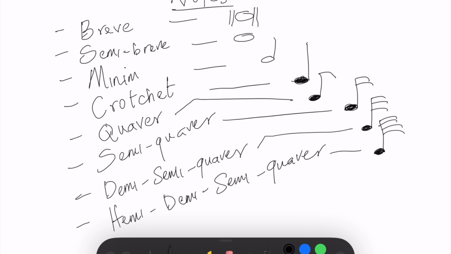Having seen these notes, now let's look at their beats and values, and that's where we stop for this lesson. So we write notes, beats and values.